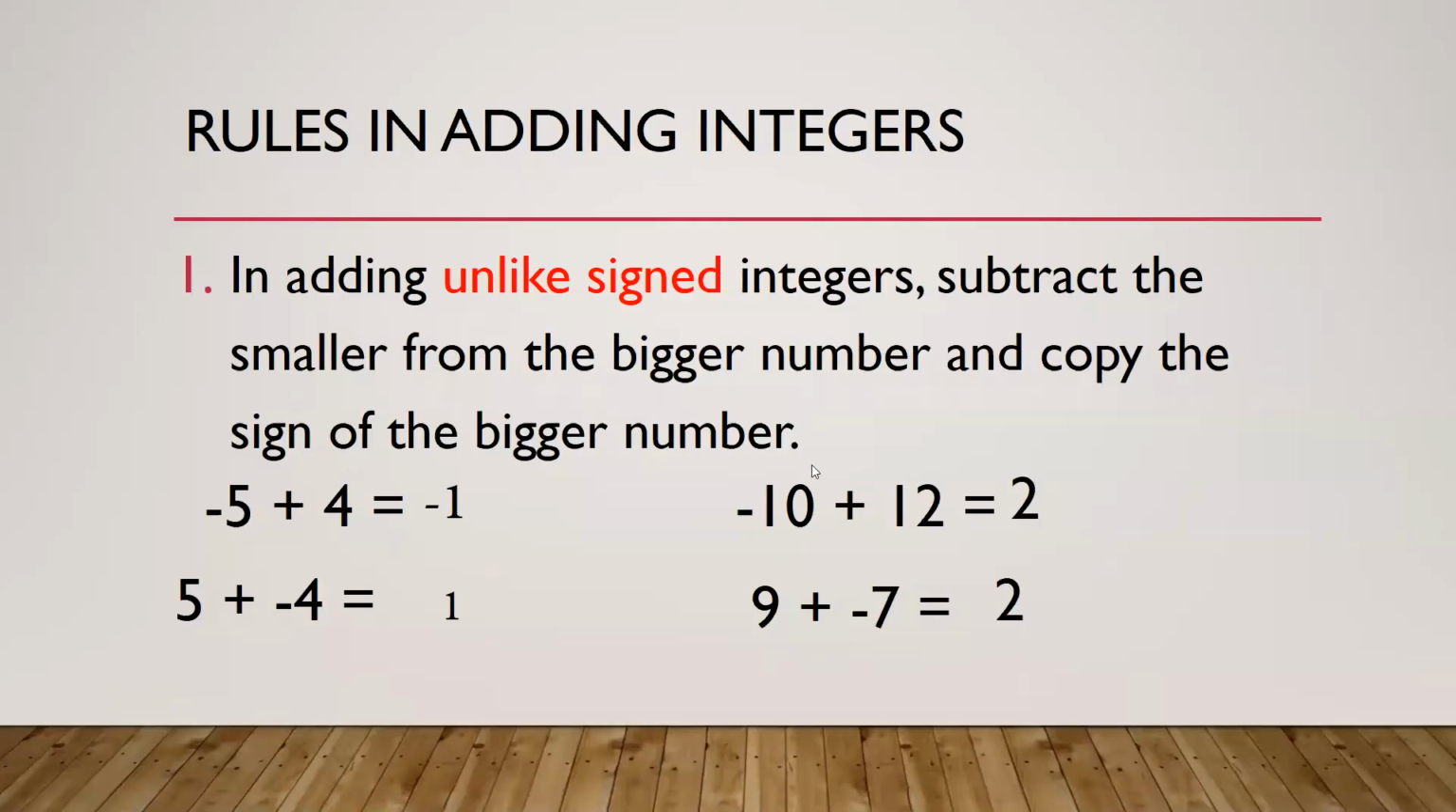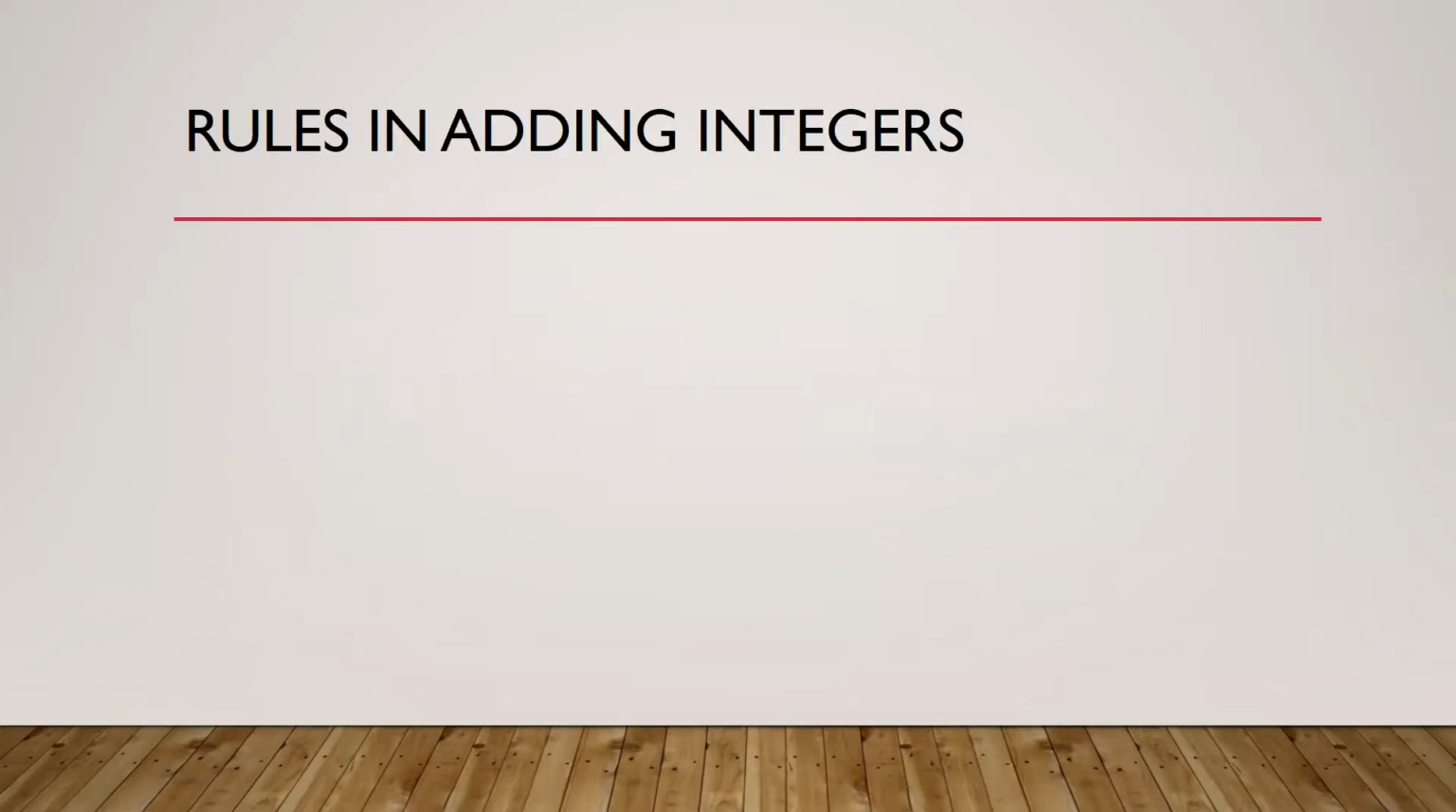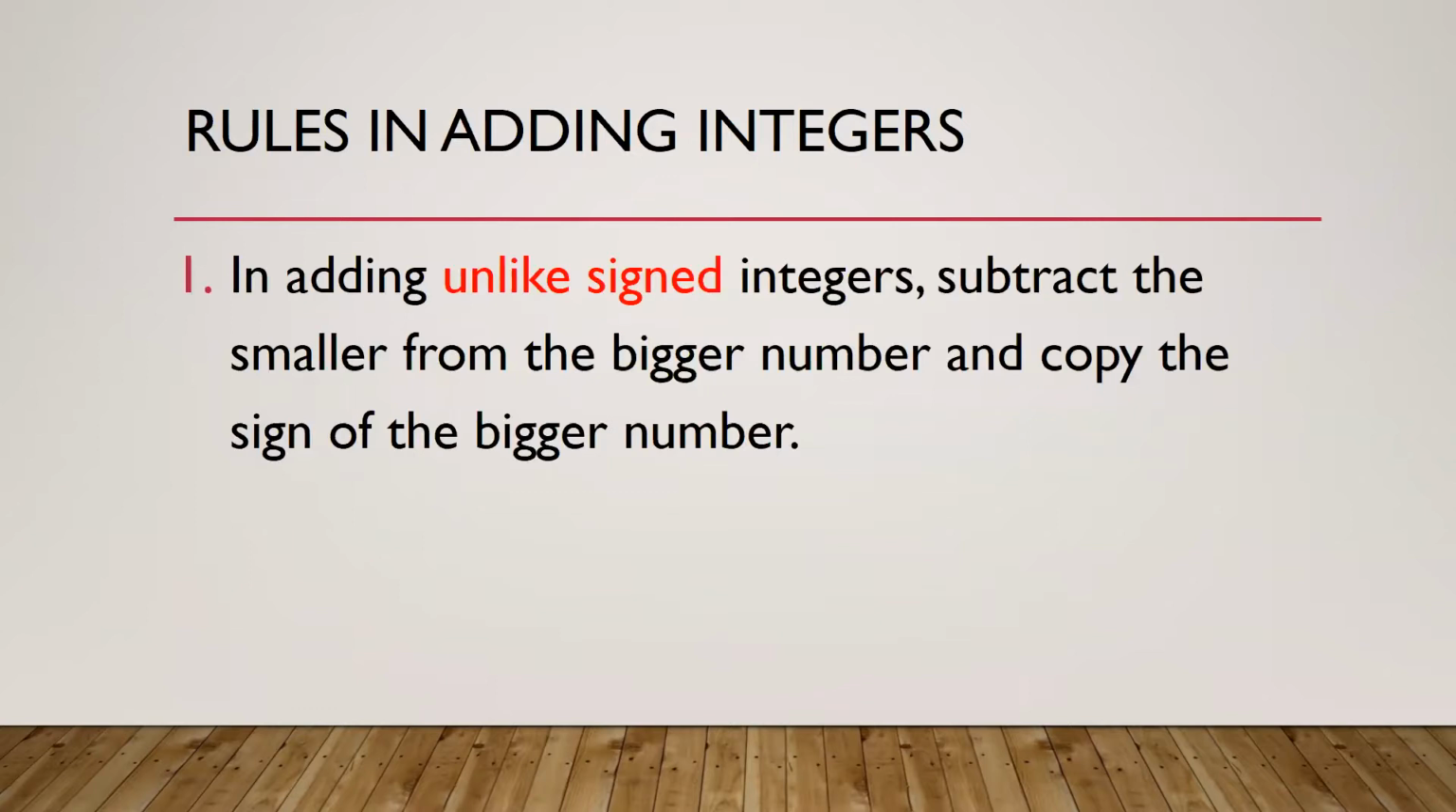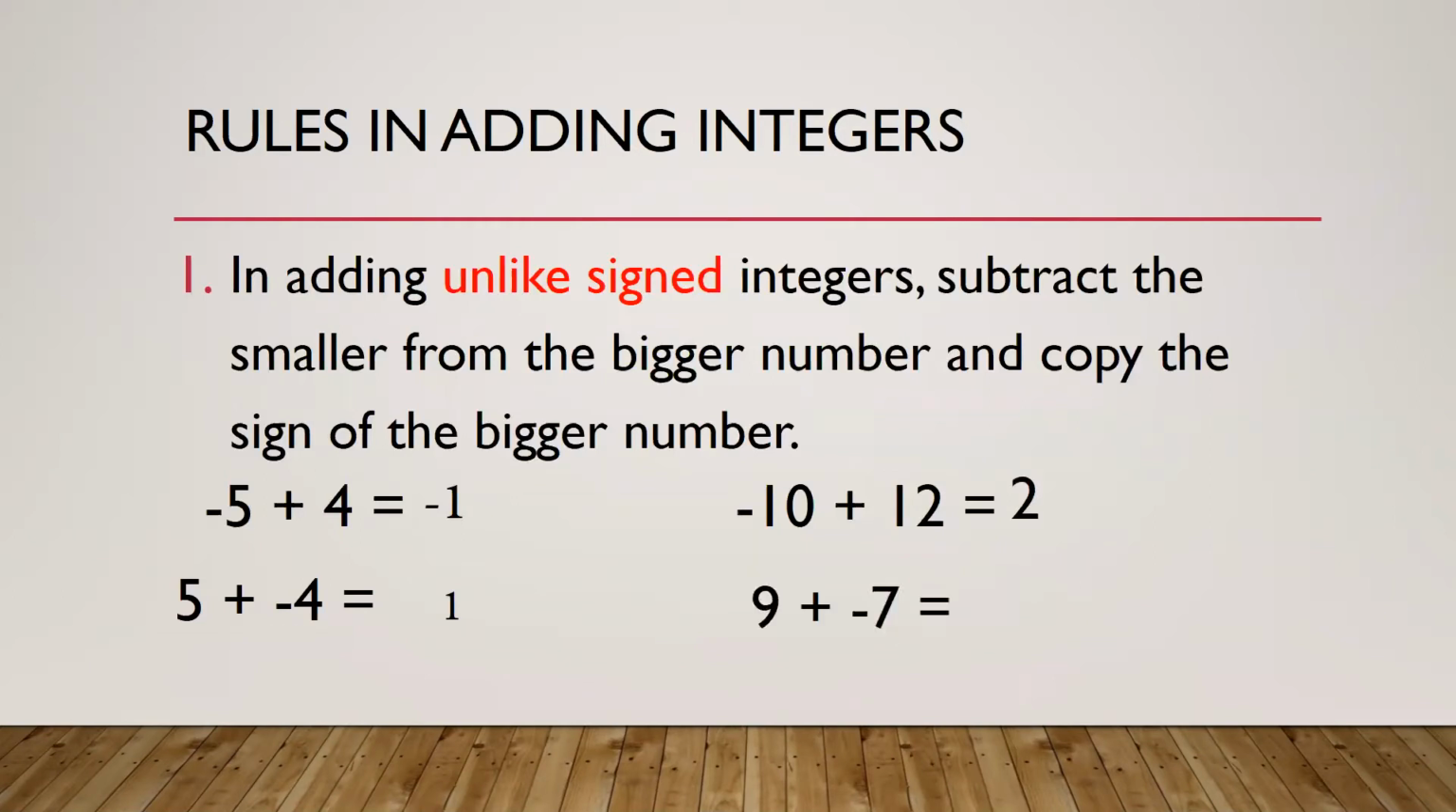For example, our lesson will be rules in adding integers. In adding unlike sign integers, subtract the smaller from the bigger number and copy the sign of the bigger number. Negative 5 plus 4 is equal to negative 1. 5 plus negative 4 is equal to 1. Negative 10 plus 12 is equal to 2. And 9 plus negative 7 is equal to 2.